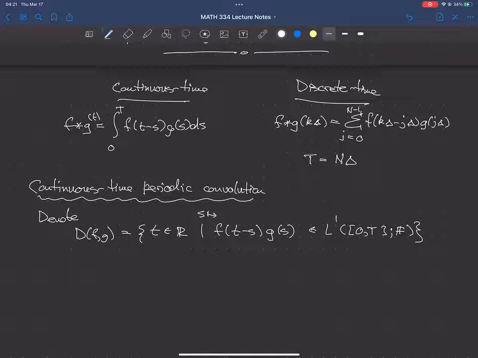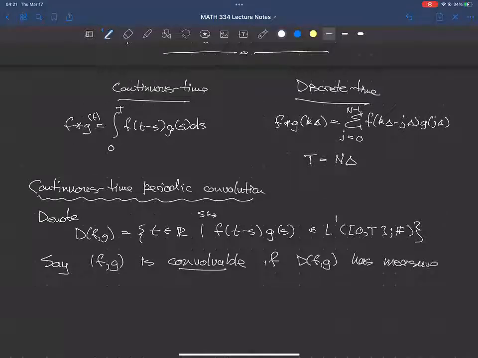Then we say that F, G is convolvable if D of F, G has measure 0. That means that I can do that integral for almost every t.